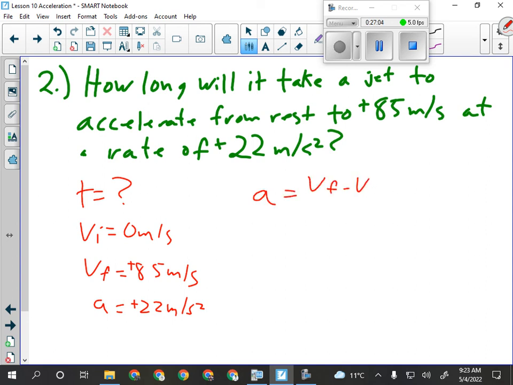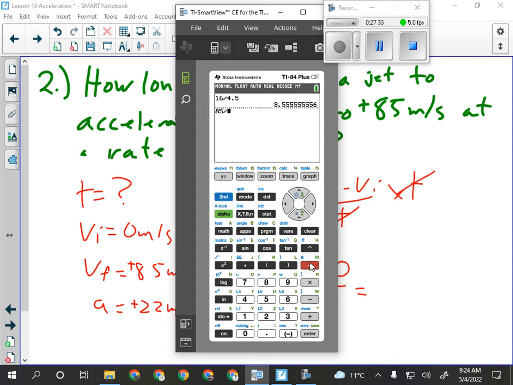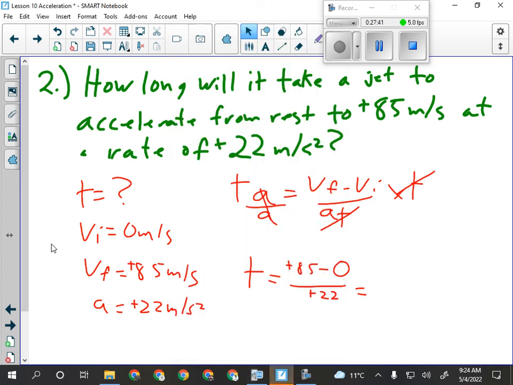So A equals VF minus VI over T, and if I want to move T to the other side, I multiply both sides by it, and it comes over here. Then I divide both sides by A, comes down there. So T will equal positive 85 minus 0 divided by positive 22. Everybody all right with my manipulation to work there? All right, so we are looking at 3.9 seconds.